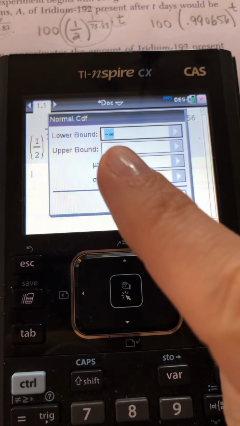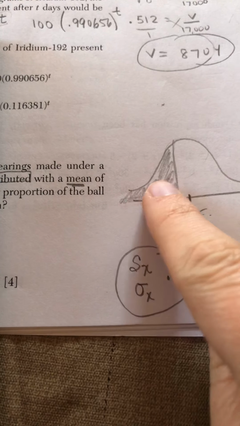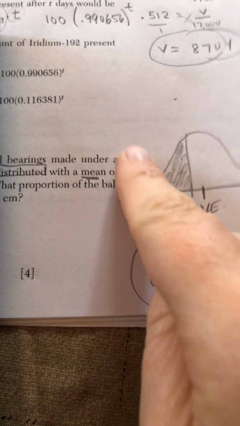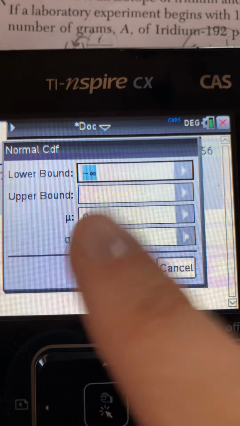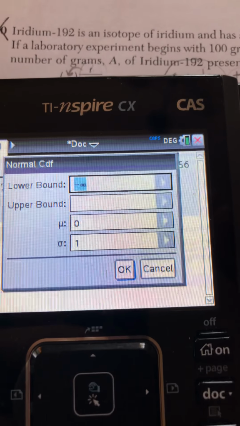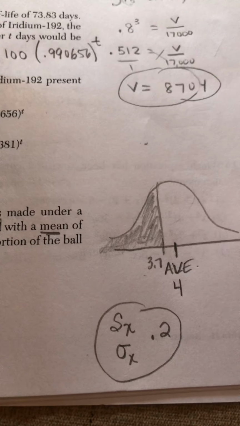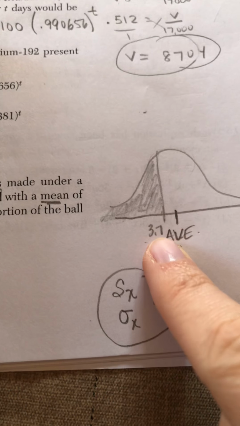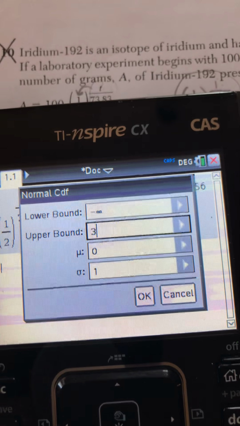First question is lower bound. So if you look at my graph, there is no ending to this. It's going to go on forever, okay? There is no line saying stop here. So the lower bound is negative infinity, which means there is no lower bound, all right? Then I hit tab, upper bound. Well, do you see where I have stopped that coloring? I've literally stopped it. I've put a boundary right here at 3.7. So on my calculator, upper bound, I put 3.7.